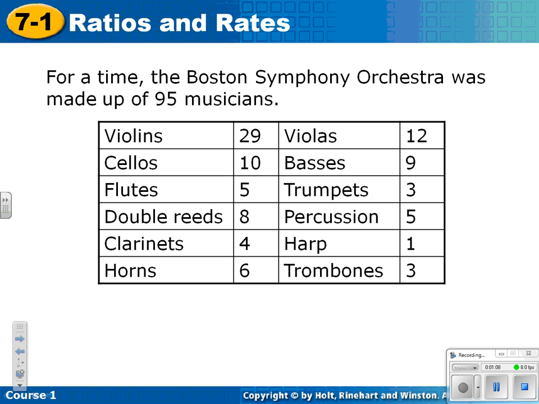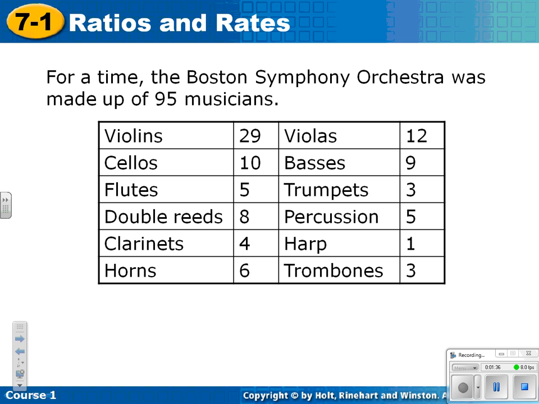Do you follow? So if I asked you, what was the number of trumpets to cellos? What would you say? 3 to 10. Why not 10 to 3? I said trumpets first. Order matters. Make sure you remember order matters.